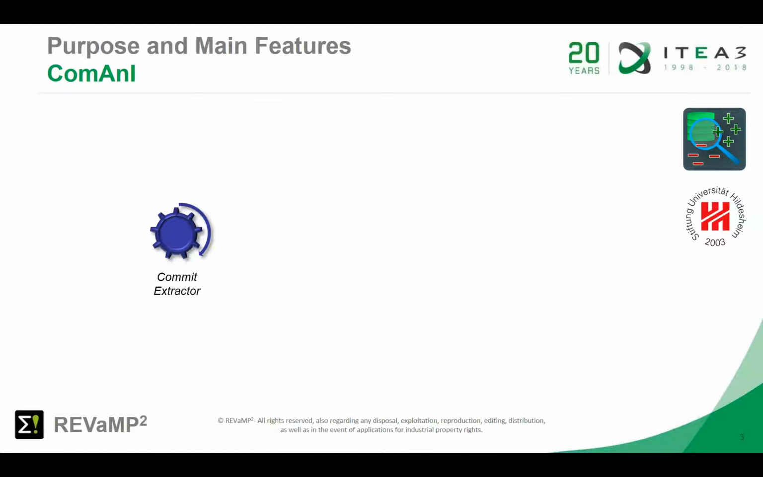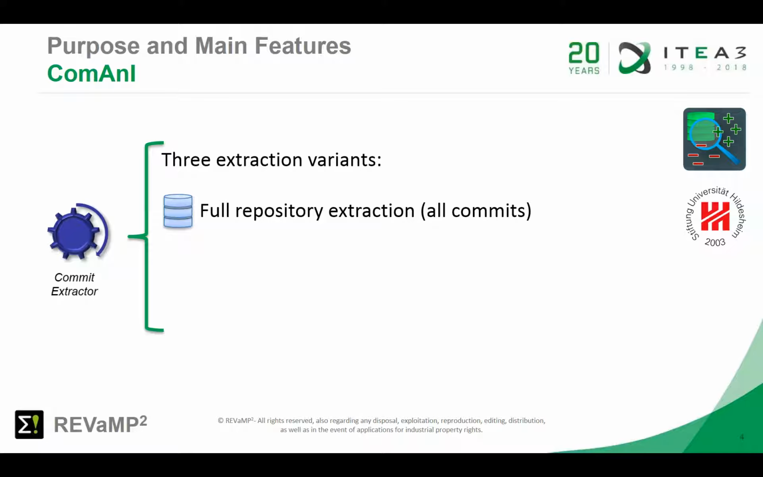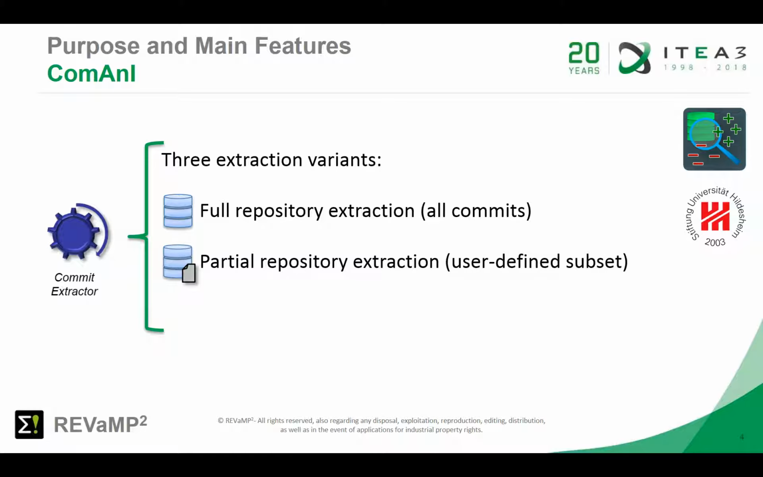Now we will focus on the extraction of commits and their changes. Each commit extractor offers three different variants of how to extract this information. The first variant is a full extraction of all available commits. The second variant enables the extraction of a user-defined subset of the commits. This subset has to be defined in a commit list file, which contains the numbers or hashes of the commits of interest. The commit list file has to be specified as part of the configuration file of the infrastructure.